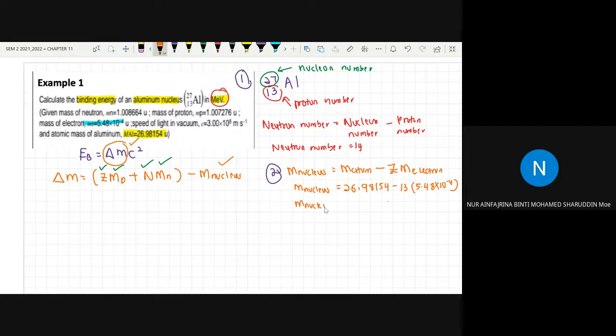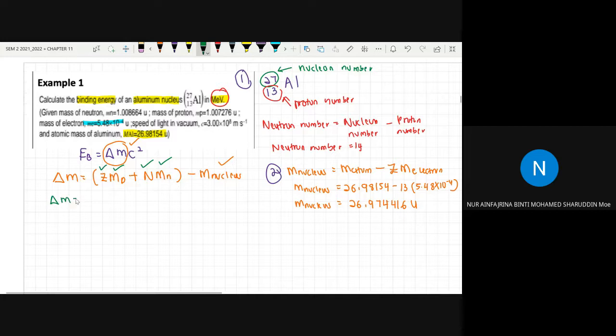So for the mass of nucleus, try to put it in the calculator. How much do you get? Remember to take everything. Check if you get the same as me. 26.974416 U. Do you guys get the same? Oh, very good. Take everything. Now only we can look for our mass defect.